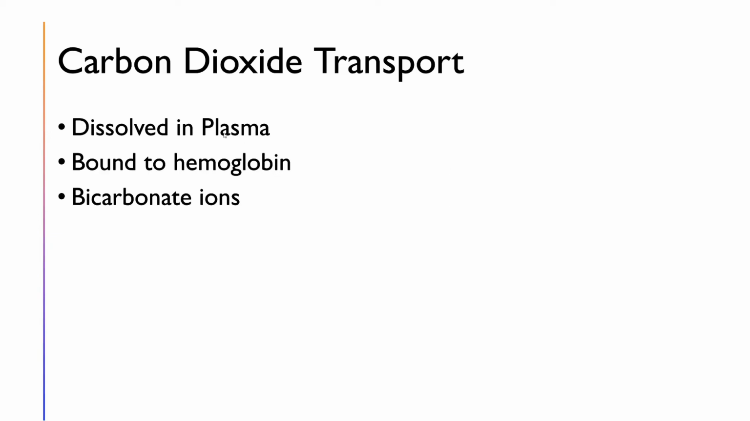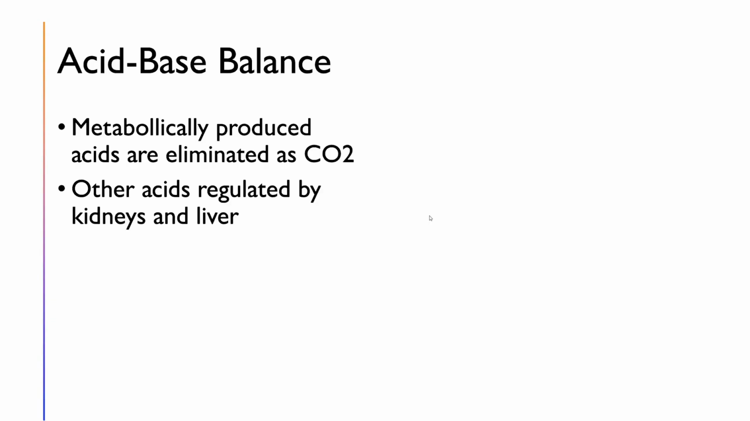It moves some. About 10% is dissolved in plasma. Another 10 to 30% is bound to hemoglobin, but not the iron atom. It's bound to the globin proteins within the hemoglobin molecule. The majority of it is transported via a bicarbonate ion. That's carbonic acid dissolved in water, bicarbonate ions. It makes its way back to the lungs in this form, where it is released. First there's a gas exchange from the blood to the alveolus, and then it's exhaled. And then we're pretty much done.